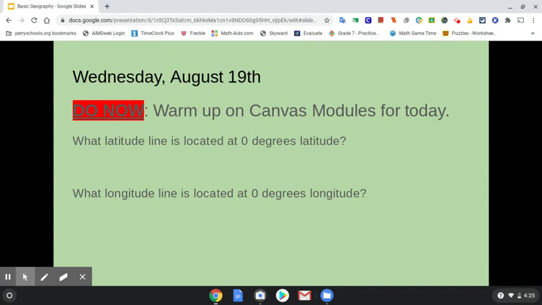Now, hopefully you went through and you worked on the warm-up already in Canvas modules. Today's warm-up asked you two different questions, and I'm going to go over the answers for you. So actually, you can go back and change them if you need to.